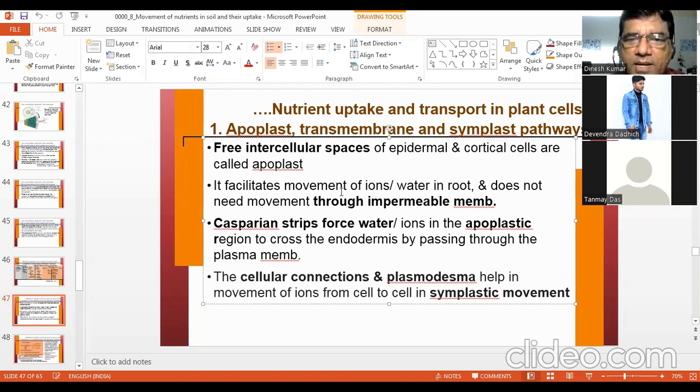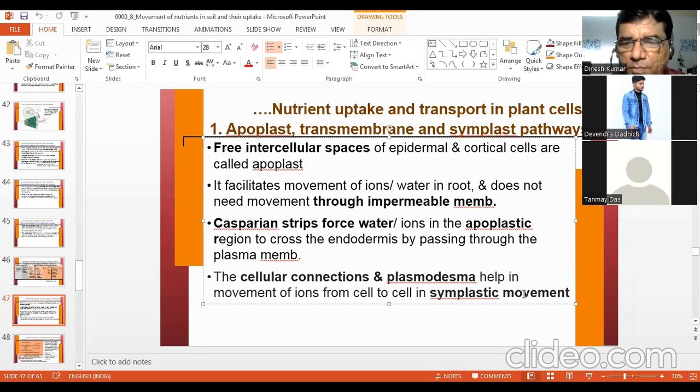What they are doing is facilitating movement of ions or water in the root, and it does not need movement through an impermeable membrane. So here an impermeable membrane is not there. They can do their job through this route. Then Casparian strips force water and ions in the apoplastic region to cross the endodermis by passing through the plasma membrane. The cellular connections and plasmodesma help in movement of ions from cell to cell in symplastic movement.